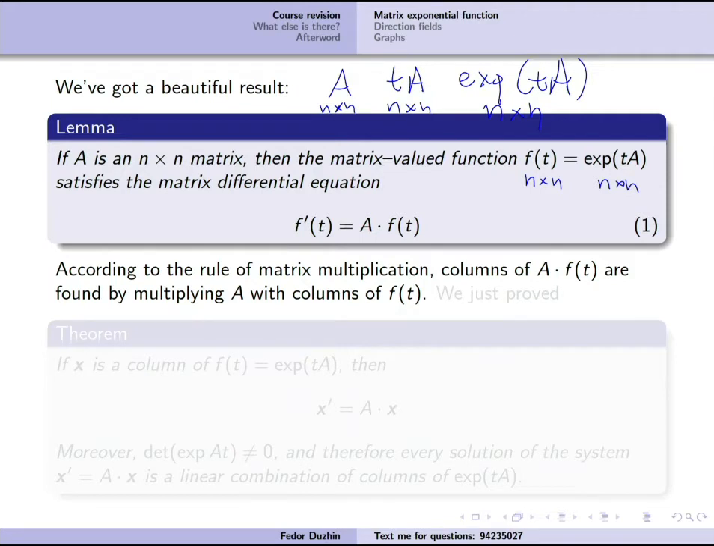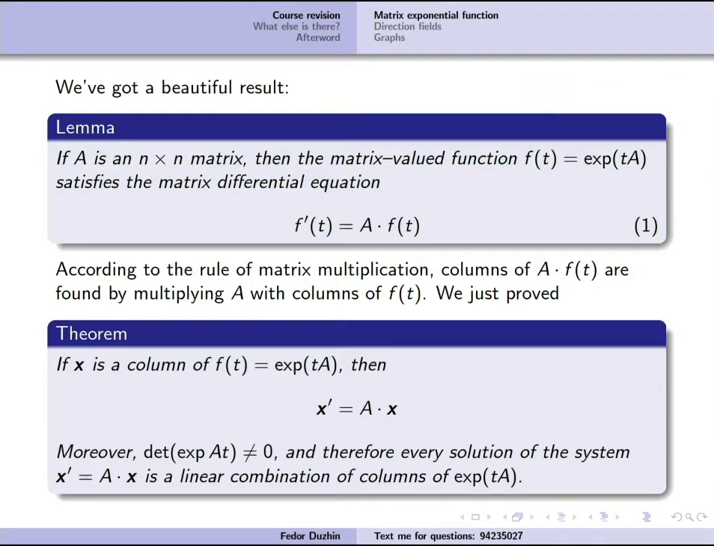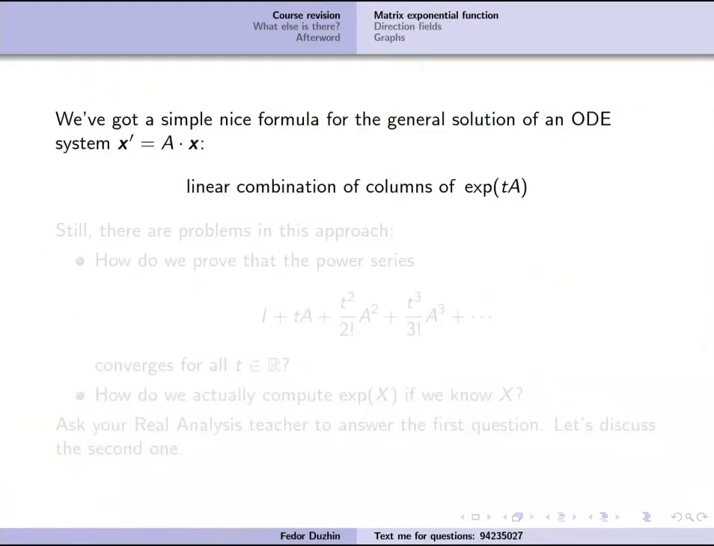Well, but the columns of the right hand side are just found by multiplying the rows of A with the columns of f of t. So in other words, what we essentially have is that if x is any column of the matrix exp of tA, then its derivative, because it depends on t, we can differentiate it entry by entry, equals A times x. So in other words, we constructed a solution of the system of linear differential equations. Wow. That is very impressive.